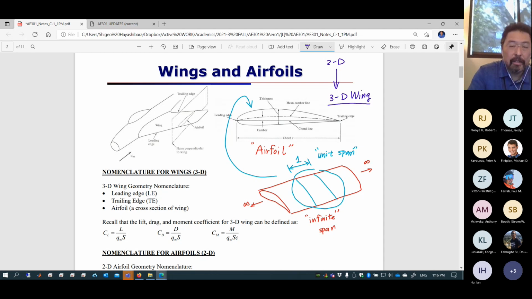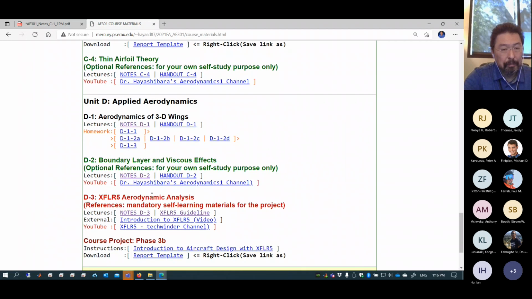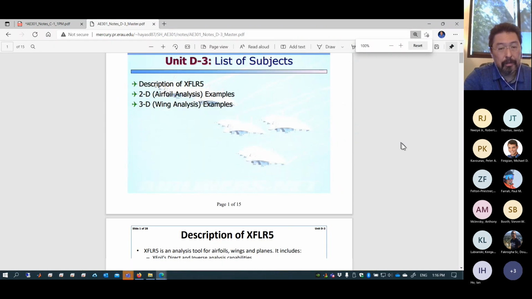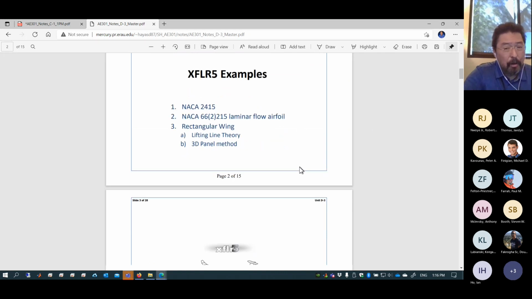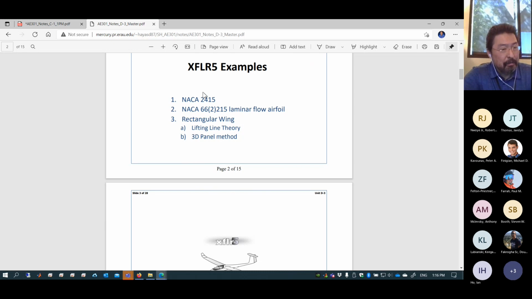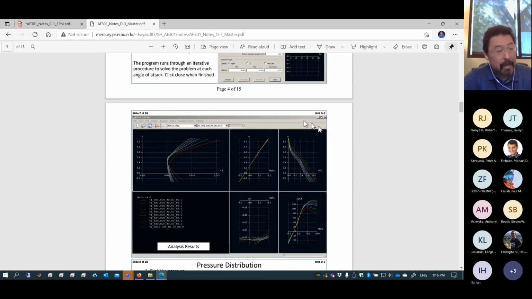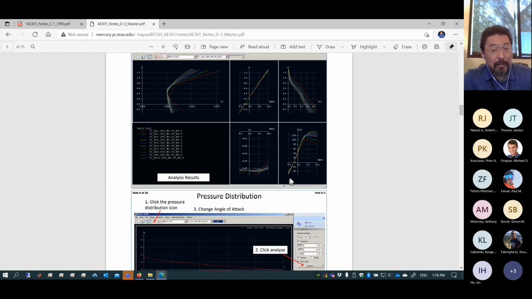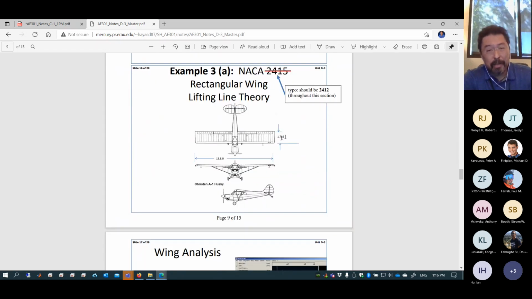Okay. So if you take a look at the materials of this unit D3, if you go through the step-by-step example of how to use XFLR5, you always begin with the cross-section, which is the airfoil. So you choose the type of airfoil, then you analyze it and build the database. That is the complete behavior of how this airfoil cross-section behaves. Then and only then, let's use this to create a wing. That is where? Rectangular wing.